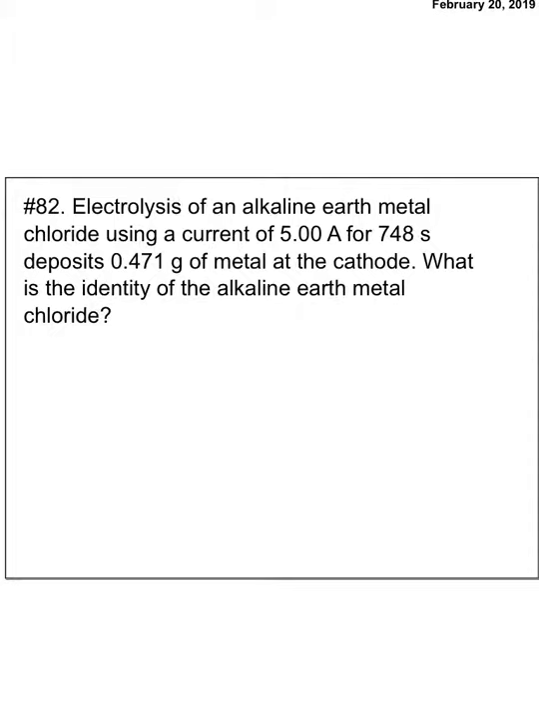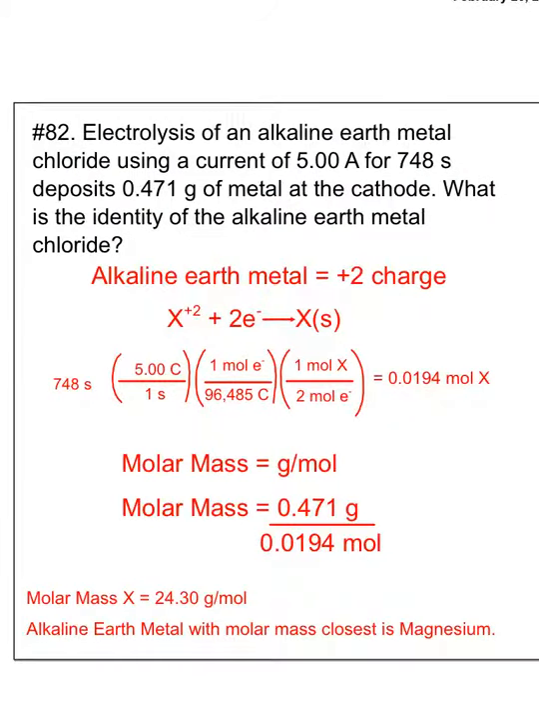Here's another one that is similar to something you might see on your problem set. So electrolysis of an alkaline earth metal chloride. Alkaline earth is in that second column on the periodic table, so it has a +2 charge. It's bonded with Cl-. We're going to use a current of 5 amperes for 248 seconds, and because we don't know what this alkaline earth metal is, they're telling me the grams of the metal. So we're going to have to work here to figure out what that metal is. So you can check your answer.